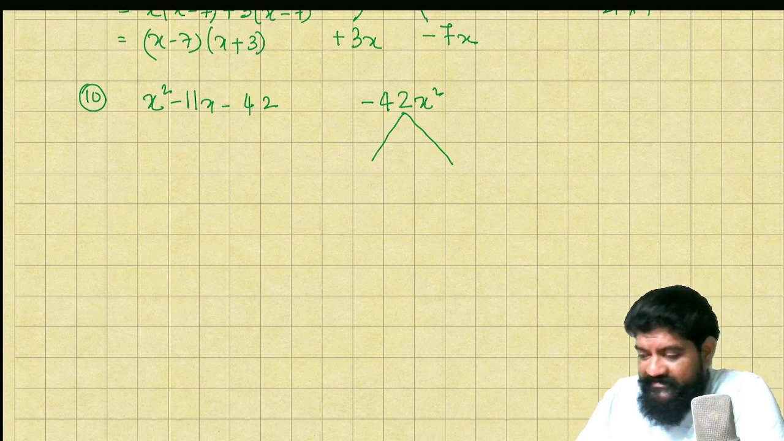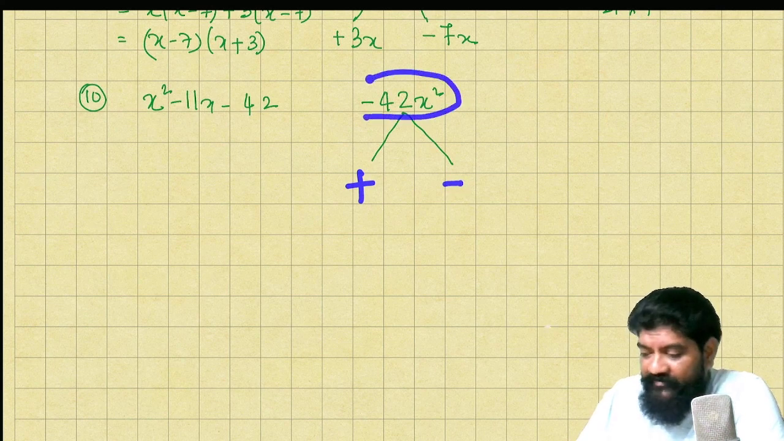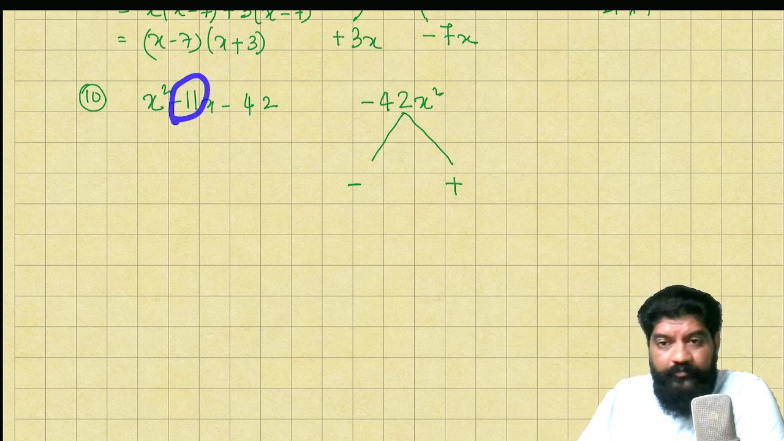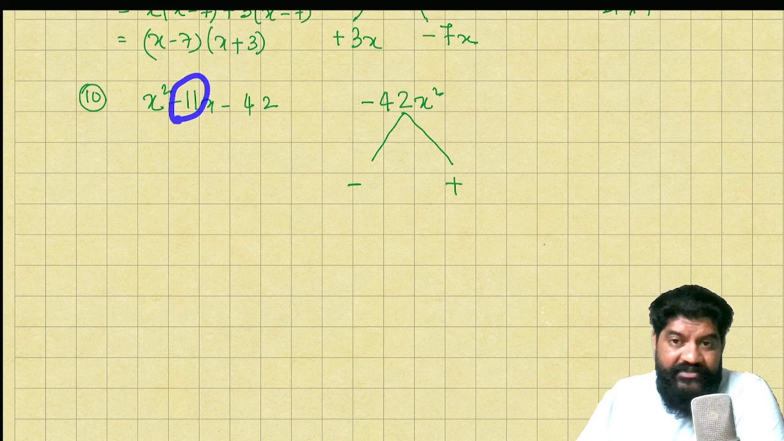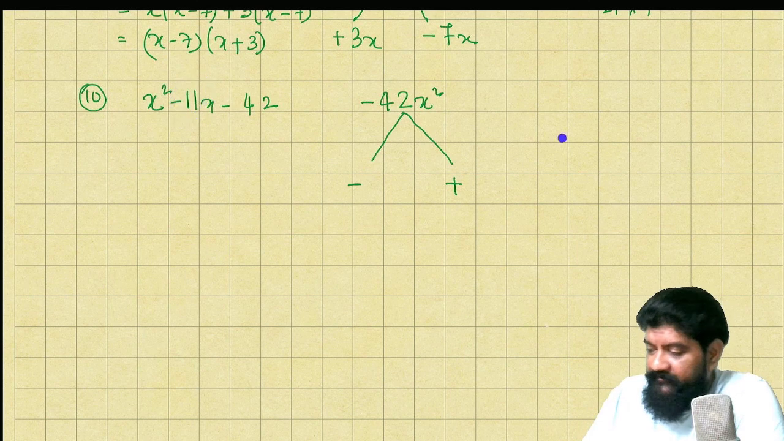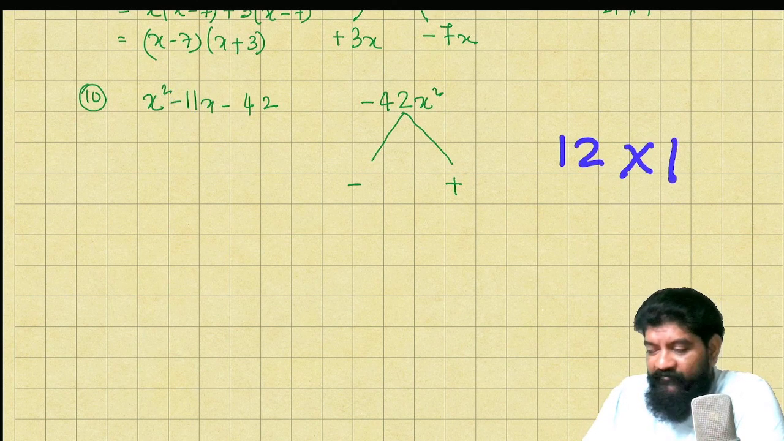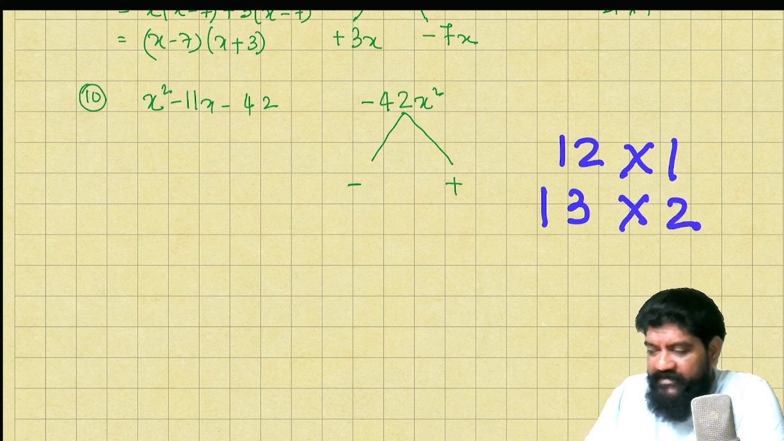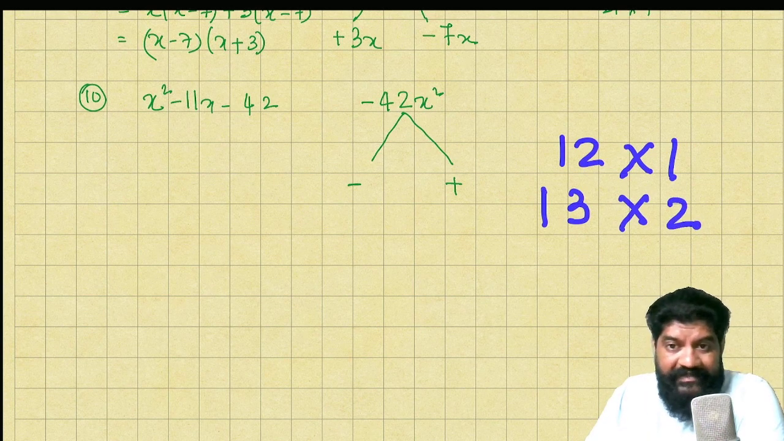We know that this is negative. So one of them has to be positive and one of them has to be negative. Only then I'll get a minus 42 x squared. I'll take a negative and a positive. I also know that the difference between the two numbers has to be 11. Which means if I choose, let's say, a 12, the next number I will choose is a 1, because 12 minus 1 is going to be 11. If I choose a 13, I will be choosing a 2 because 13 minus 2 is 11. So that's how I'm choosing the numbers.